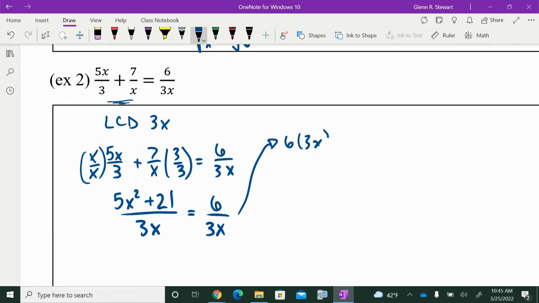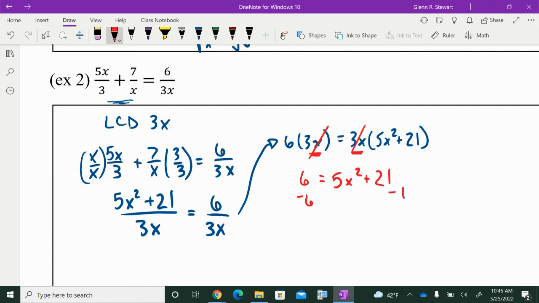6 times 3x is equal to 3x times (5x squared plus 21). Since they both have the 3x, if I divide each side by 3x, it's gone. So now I'm left with 6 is equal to 5x squared plus 21. I'm going to subtract 6 over to the other side. And 21 minus 6, I can actually backtrack a little bit there. 21 minus 6 is going to give us 15.